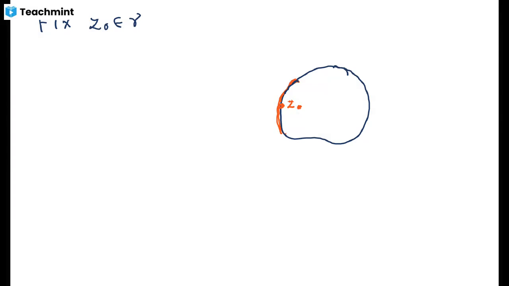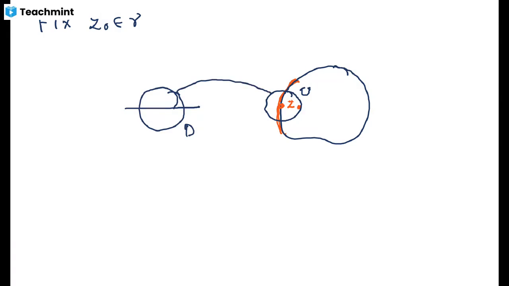Then since it is analytic, you get an open set, an open neighborhood U. So what does the definition of analytic curve say? That you have a disk, let this disk be D, and you will have a conformal map from this disk to this open neighborhood U, such that the image of this segment is the part of this curve gamma that lies in this U. So let this be the function centered.